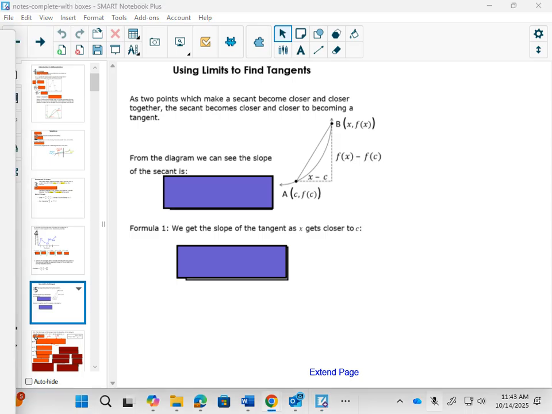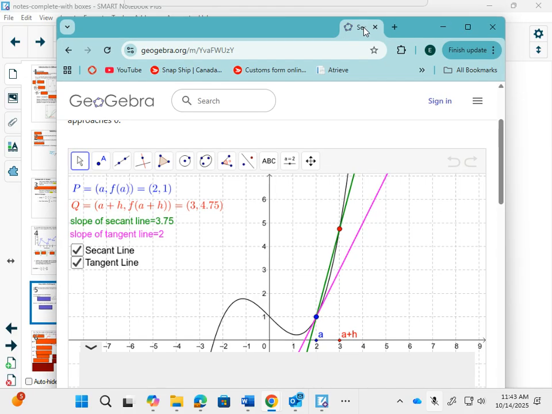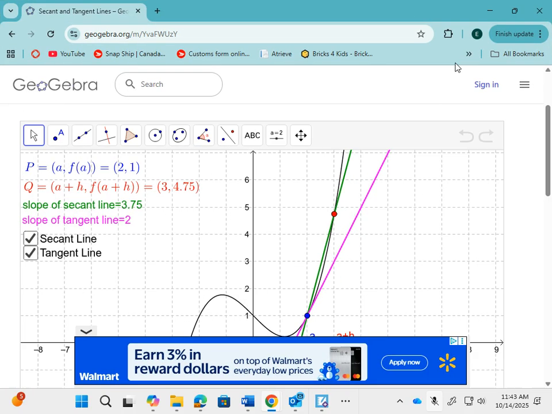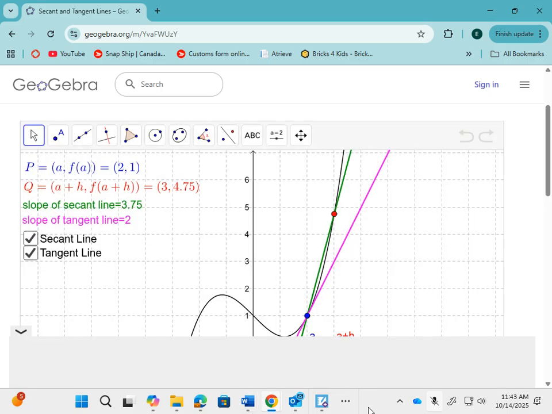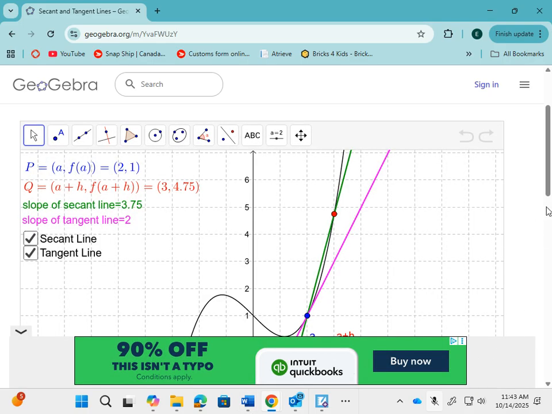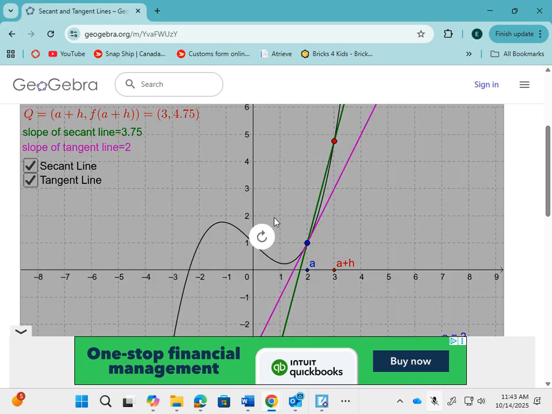So here we go. I've got a curve. I'm going to slide this down so we can see more of it. And can you see that the green line is your secant? And the purple line is the tangent perfectly at 2. And those two slopes are different.